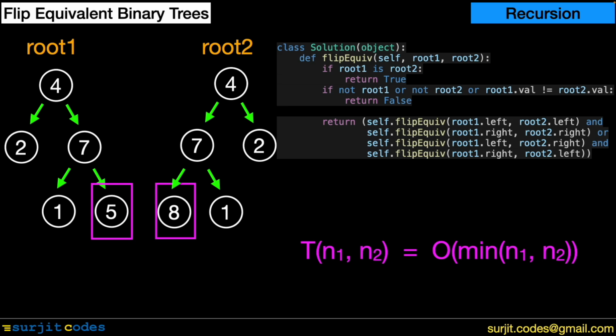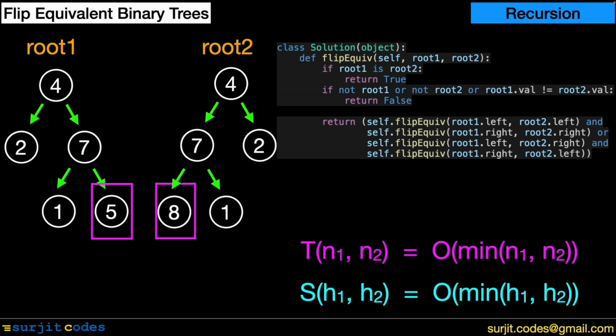If n1 and n2 are lengths of the two trees, time complexity is minimum of these two numbers in Python language. If h1 and h2 are the heights of the two trees, in Python the space complexity is minimum of h1 and h2.